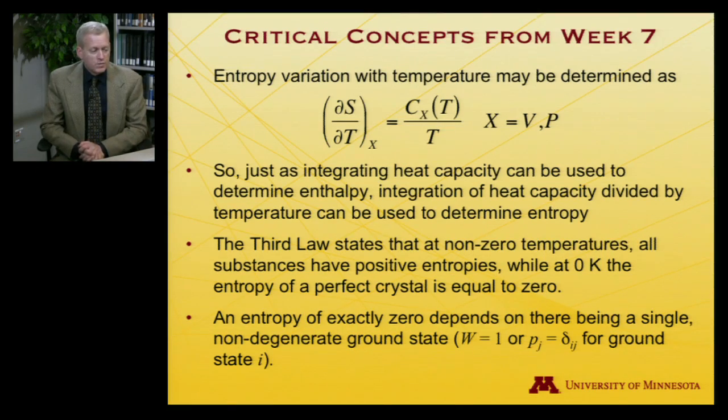So first, the entropy variation associated with a change in temperature can be expressed as the heat capacity, either at constant volume or at constant pressure, depending on what kind of a system you're looking at, divided by T. And just as integrating heat capacity can be used to determine enthalpy, the integration of heat capacity divided by temperature is used to determine entropy.